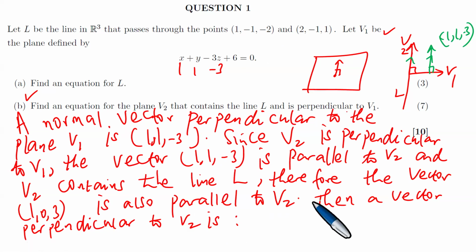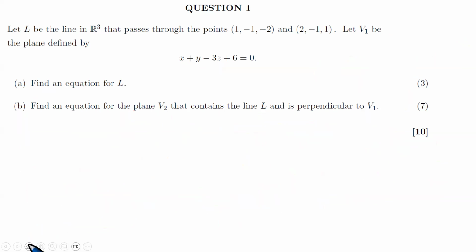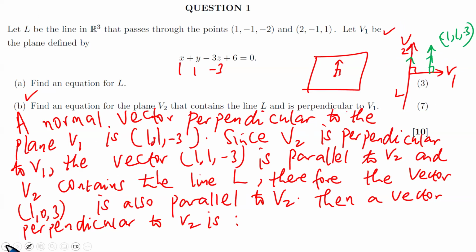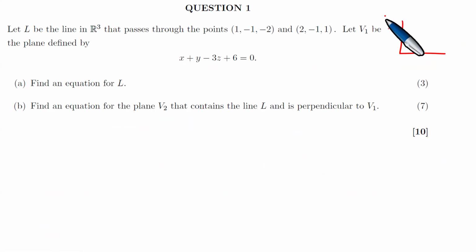So it's parallel to V2. Then we need a vector perpendicular to V2. I want us to look at these very carefully here and think together. Once again, I want to use the same sketch here. So there's V2, V1, and L.